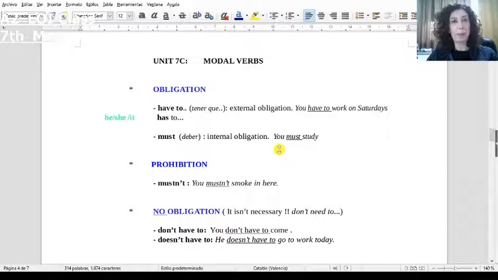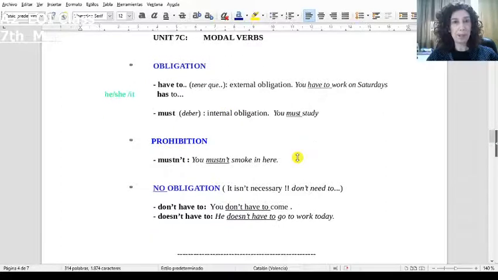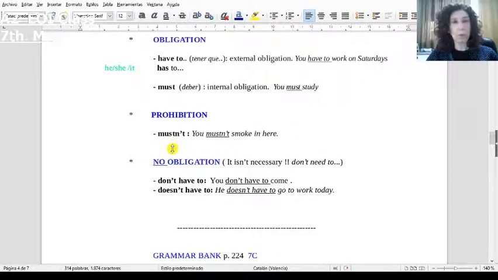Val? Per tant, obligació externa, have to, has to, per a tercera persona singular, o must. Todos estos van seguits de infinitiu. ¿Vale? Prohibition, mustn't. Està prohibit, mustn't. You mustn't smoke in here. It's against the law. Està en contra de la llei. ¿Vale? You mustn't smoke in here. Prohibited. It's not allowed. ¿Vale? Te puedo decir you can't smoke in here. ¿Vale? Pero mustn't és més formal.